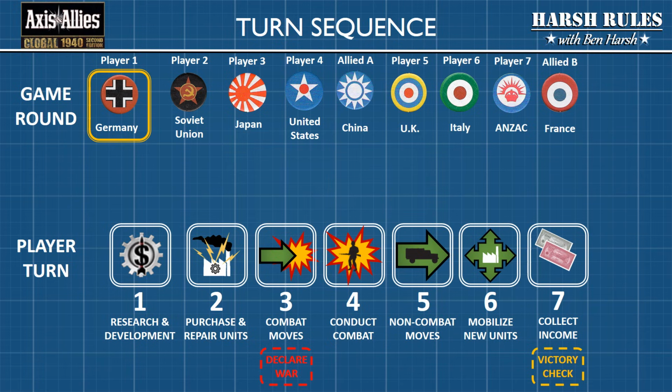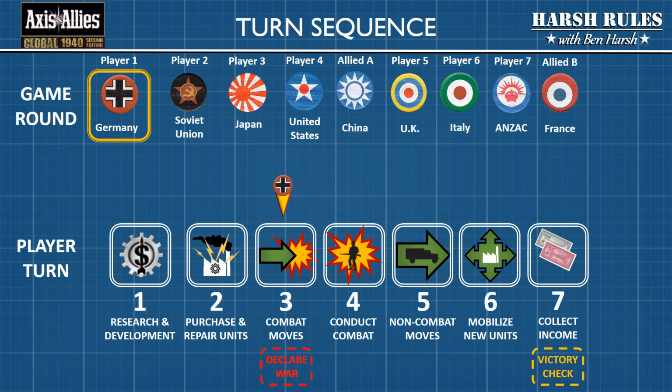Each player's turn is comprised of 7 phases. In Phase 1, a player may spend IPCs to conduct research and development. Upon the successful roll of a die, they may be able to employ new technology on the battlefield. In Phase 2, the player will purchase new units and repair any damaged units. Newly purchased units are placed in the mobilization zone and will not be available until Phase 6.